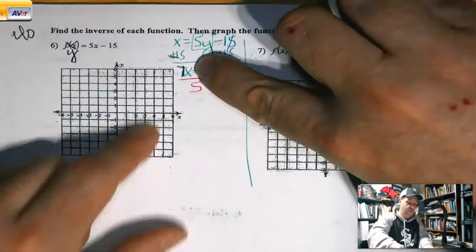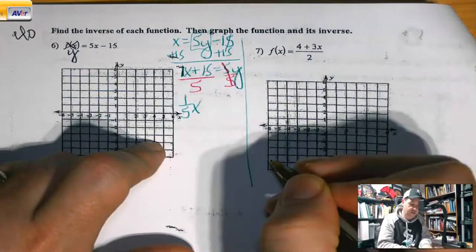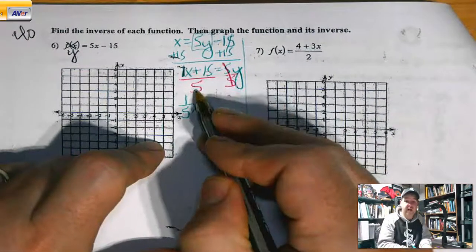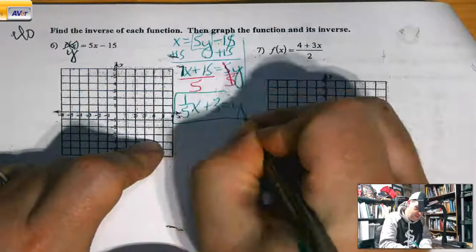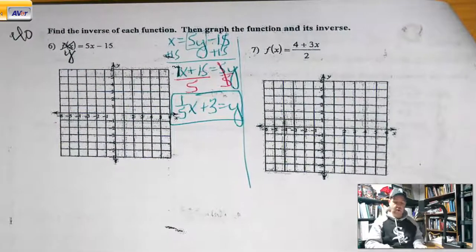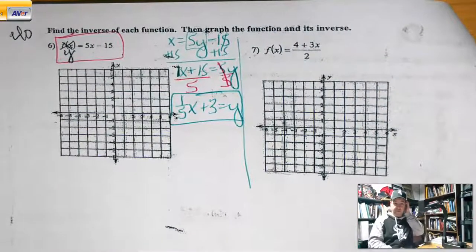I'd forget about the 15 for a minute. I'd be like, okay, so 1x over 5 would be 1/5 x. And then 15 divided by 5 is 3. There's my inverse. And just to make it a little easier to see on our graph here, I'm going to use pink for the other one.